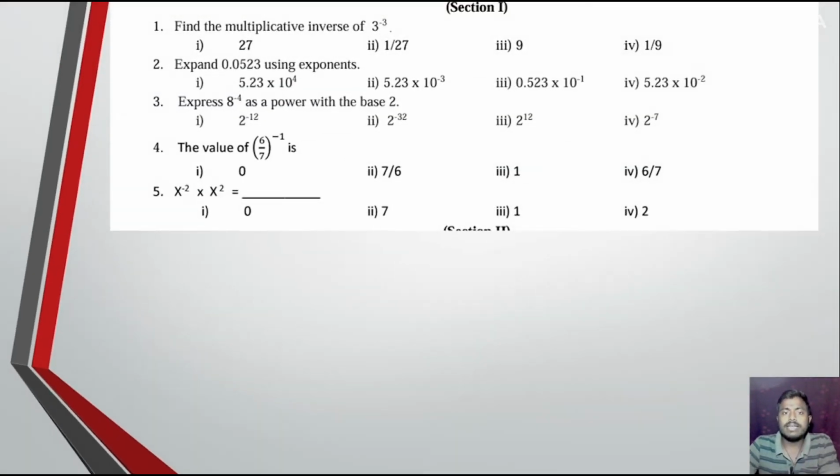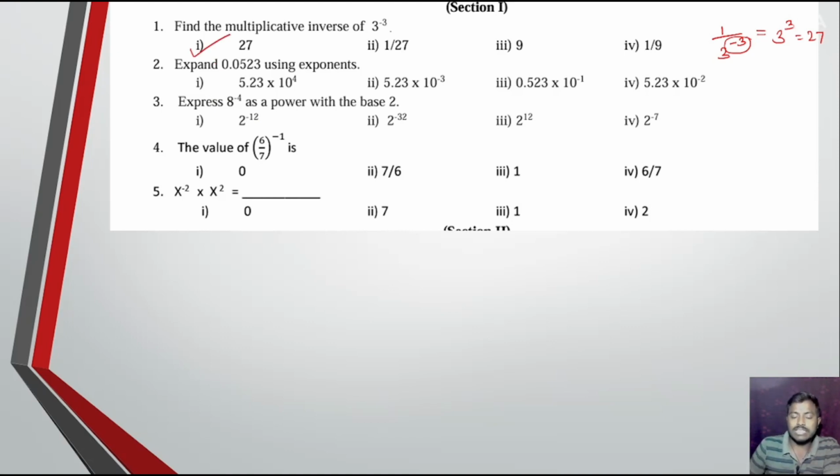Next question. Find the multiplicative inverse of 3 to the power minus 3. We know that 1 divided by 3 to the power minus 3, and the power is negative, then when you convert into positive, it is 3 to the power 3, so 27. So the correct answer is option number i.